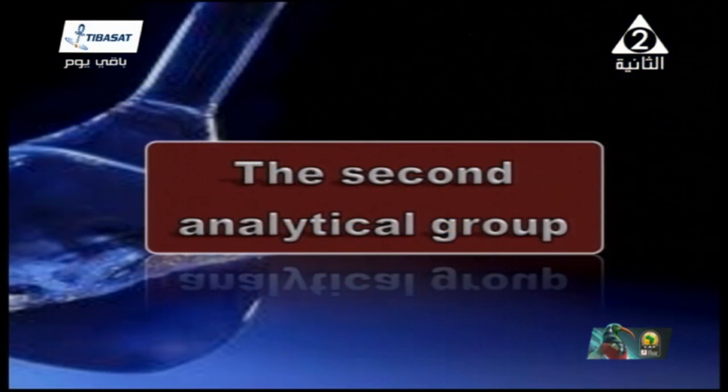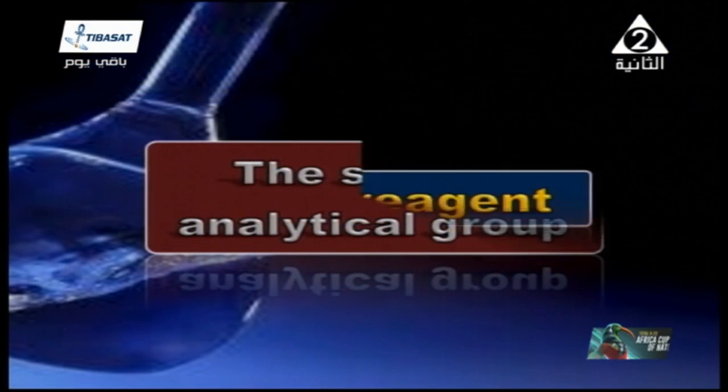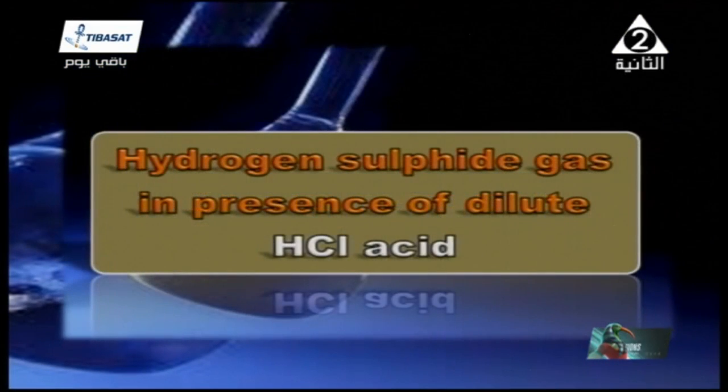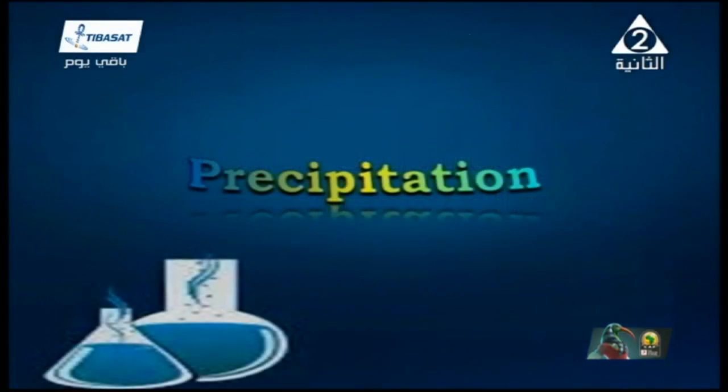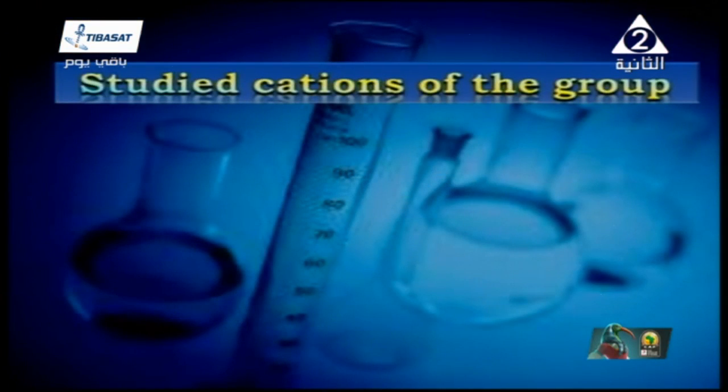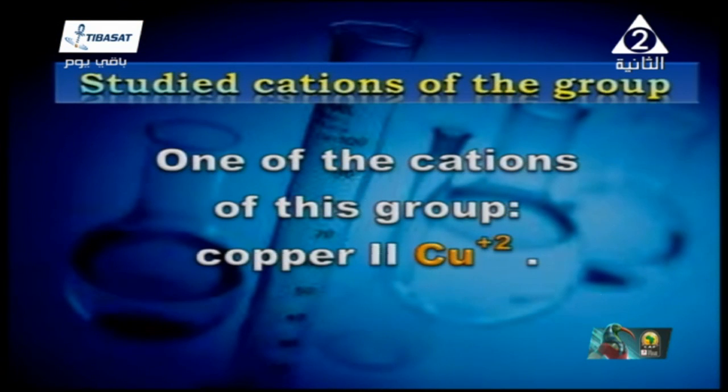The second analytical group. The group reagent of this group is hydrogen sulfide gas in the presence of dilute hydrochloric acid. The precipitation of the salt here is a sulfide salt. The studied cation of this group, which we are going to discuss this year, is copper 2, or copper positive 2.